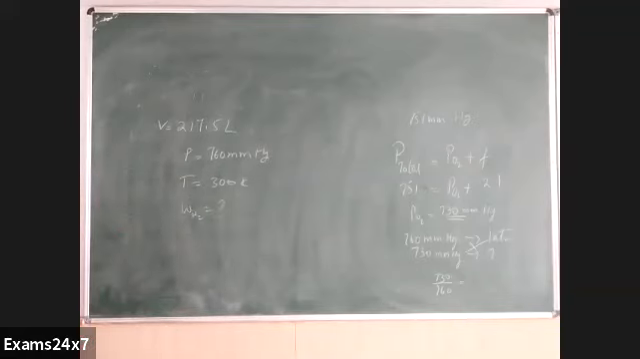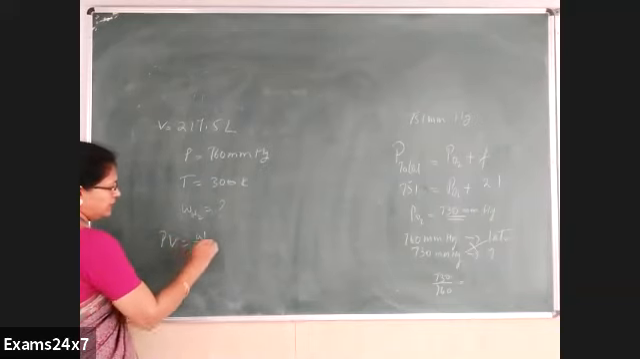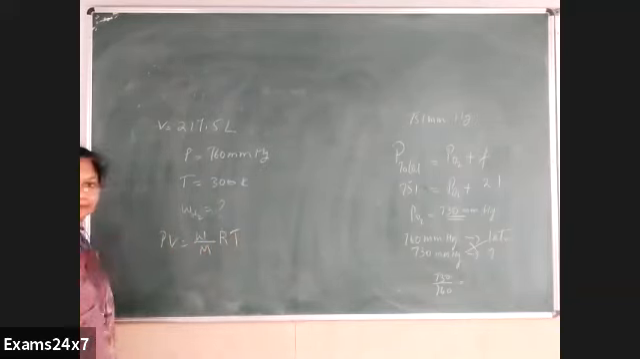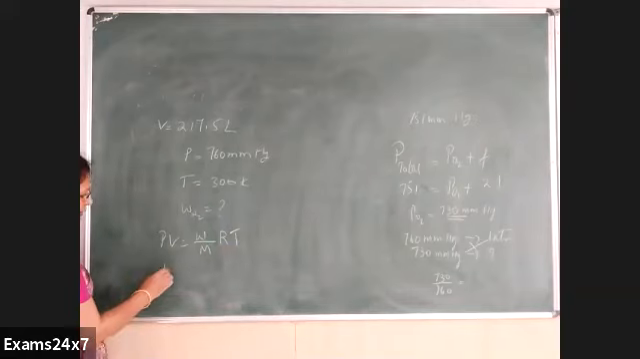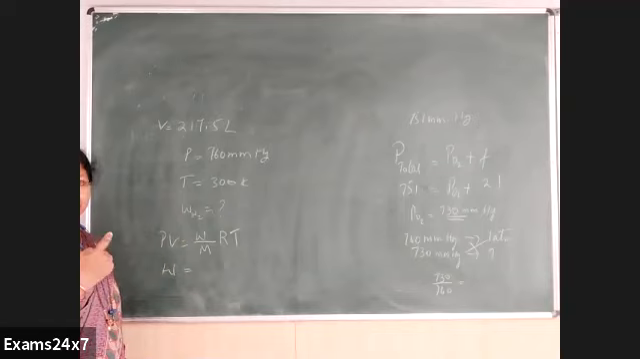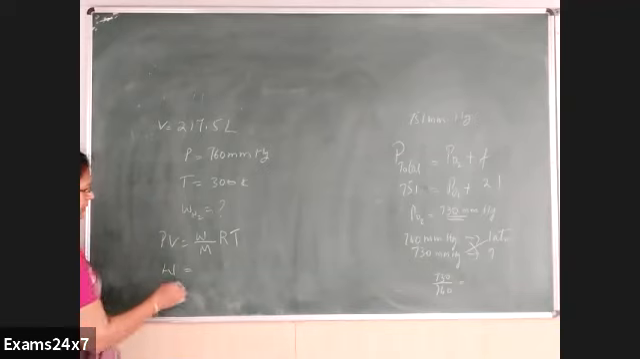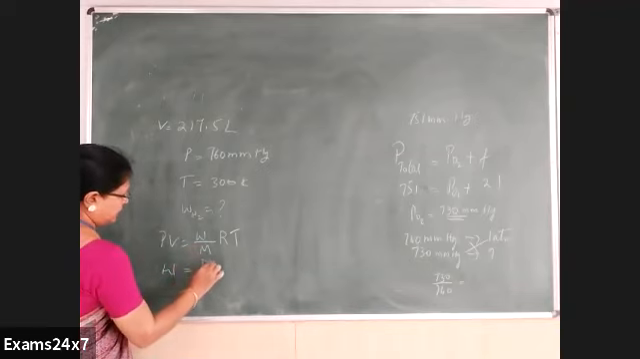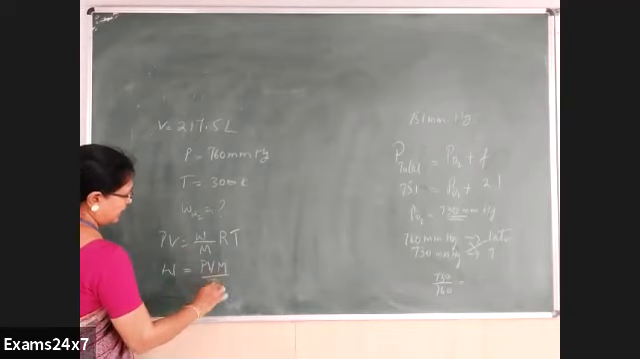How do you find? Relating PVT with mass, PV equal to nRT. n is mass by molar mass. Hence we can have PV equal to mass by molar mass into RT. From here, what to find? Mass to be found. W is the symbol for mass I'm using, not to confuse with molar mass. That is why I'm not using M. Weight, here I'm taking as W. W will be equal to PV into M by RT.